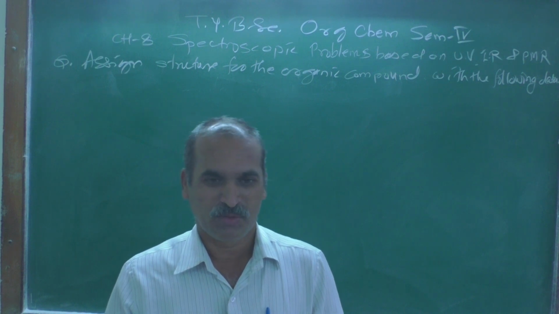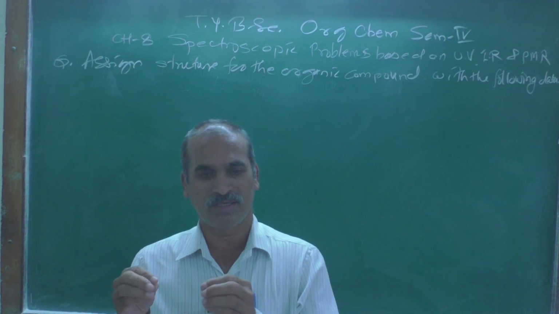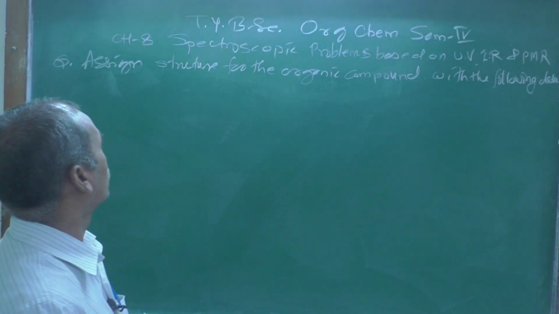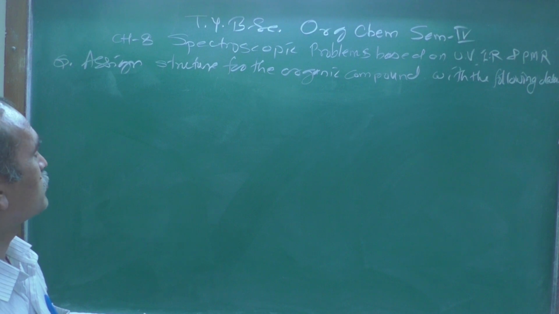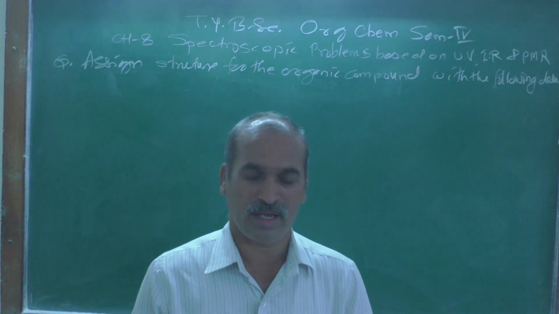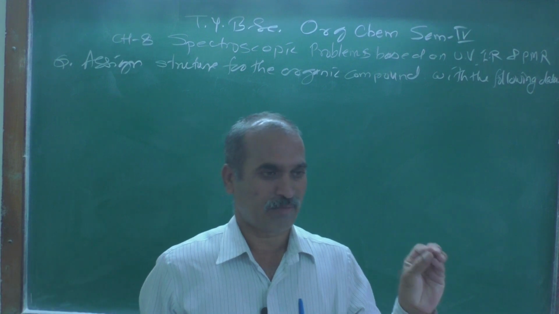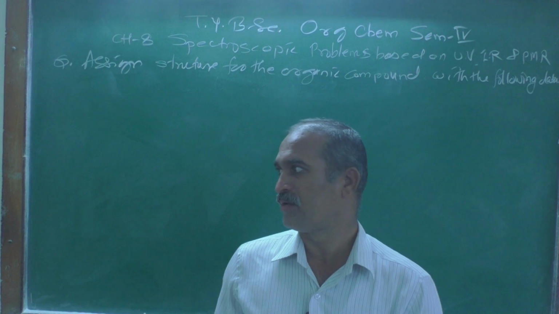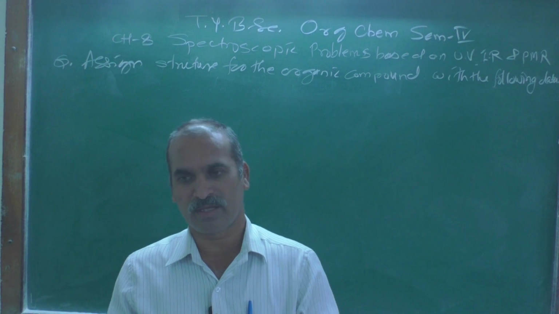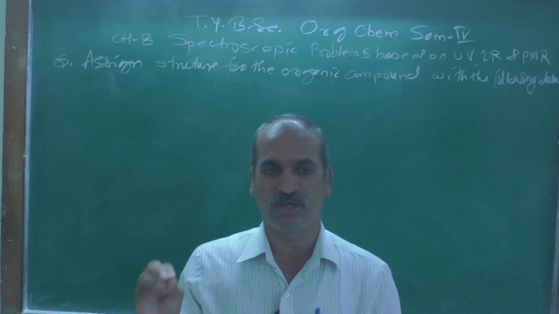Do you remember what we were discussing yesterday? I think we were discussing the problems solved on the basis of, look at chapter number 8, the last chapter we are discussing, that is the spectroscopic problems based on UV, IR and PMR spectroscopy. UV means ultraviolet, IR means infrared and PMR means proton magnetic resonance.